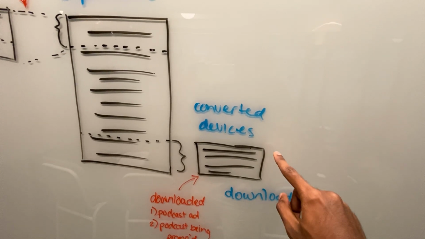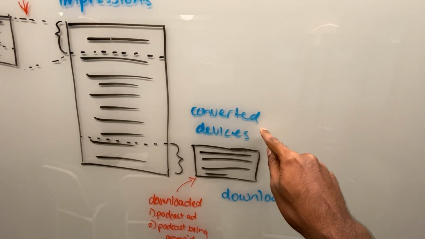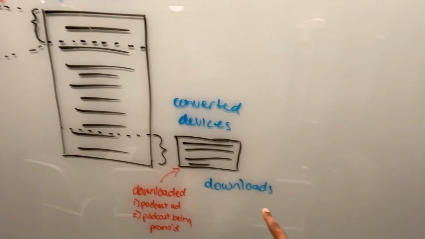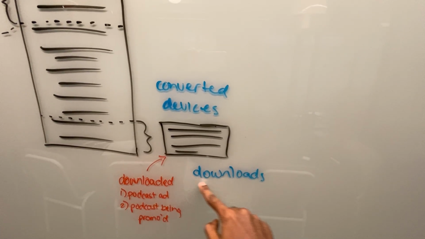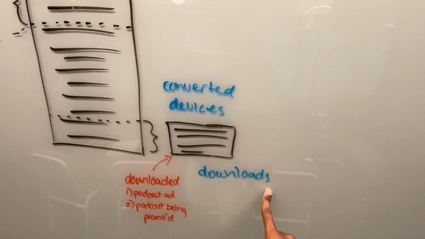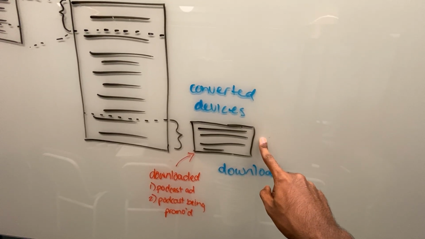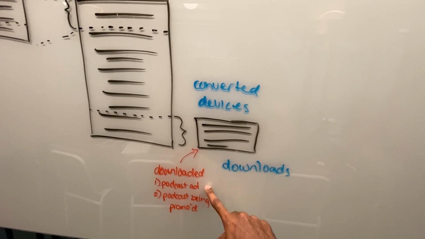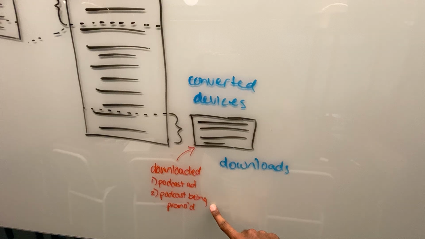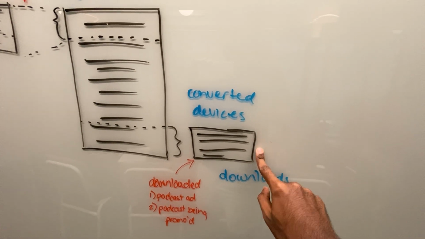The total number of downloads that this group of devices causes is what is referred to by the downloads term in your dashboard. So this group of devices have both downloaded the podcast ad and they have downloaded the podcast being promoted. And that's how you get into here.